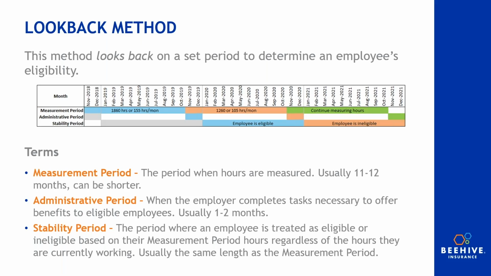As you can see on our table, we have color-coded each set of periods. So the blue administrative period corresponds to the blue measurement period, and the blue stability period corresponds with the blue administrative and measurement periods. So we have color-coded those as time goes on, and you can see that there are times when an employee is in one measurement period, a different administrative period, and a different stability period. So it ends up being a little complicated to look at, but we'll go through an example so that we can outline how this works in a real-life situation.